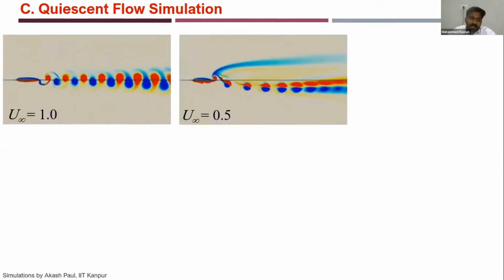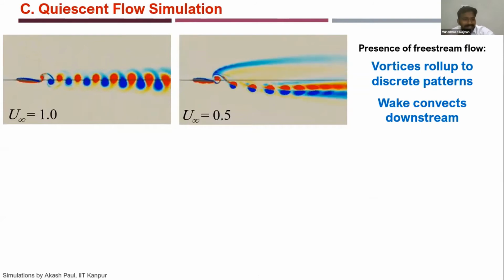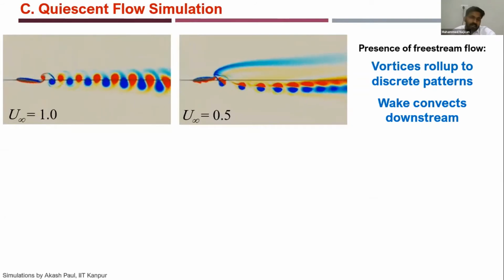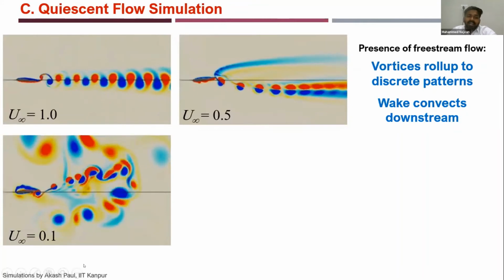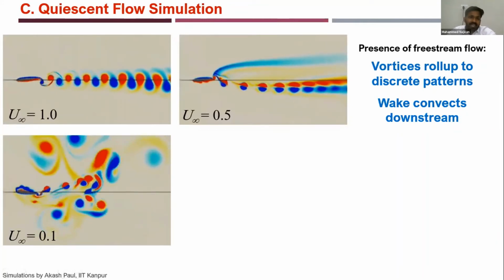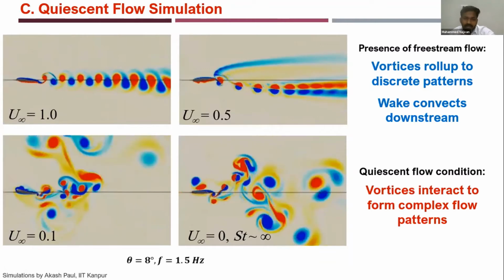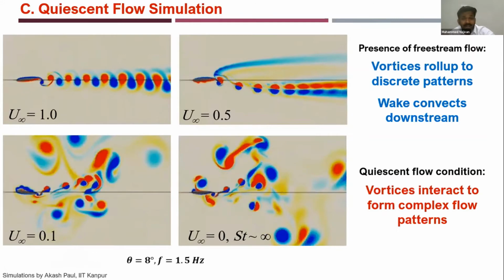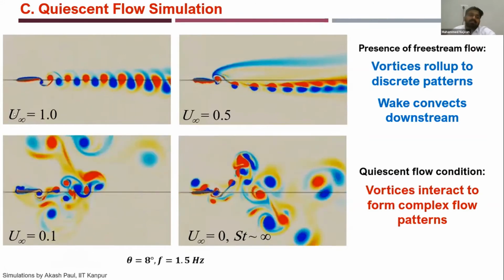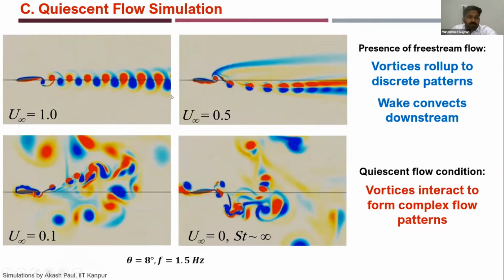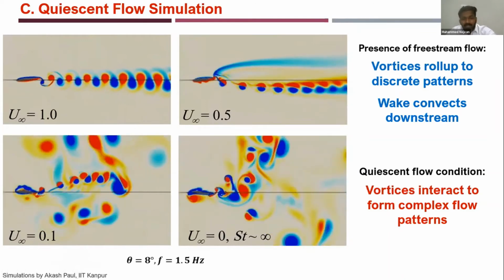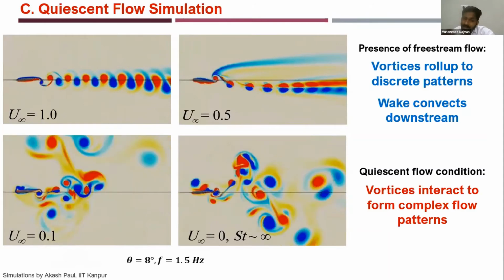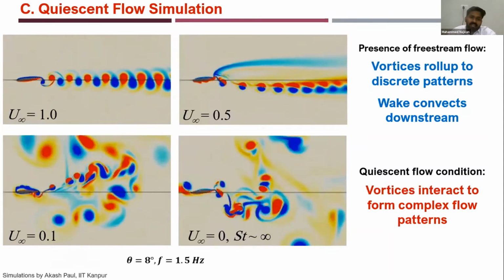So what happens when we systematically reduce the free stream from 1 to 0? We can see that in the presence of free stream, the vortices roll up into discrete patterns and they convect away, or convect downstream. But when we gradually reduce the free stream velocity, we can see that the vortices won't convect away, and they interact with each other to form complex or chaotic wake patterns rather than an organized vortex state, which we observed in the case of free stream. This makes it harder to analyze the dynamics of the quiescent flow. We can see that the dynamics continuously change with an aperiodic pattern. We are getting different wake patterns.